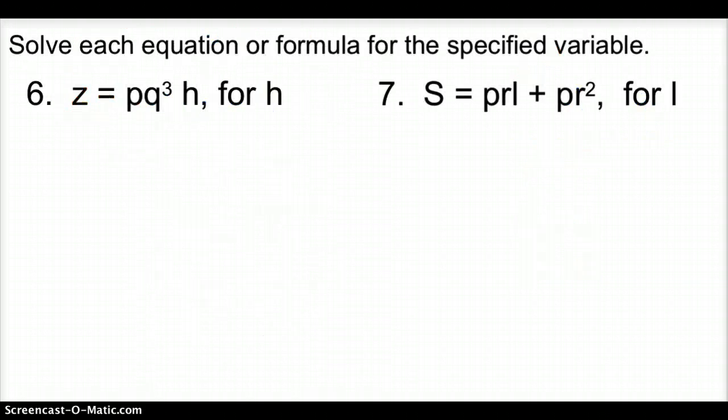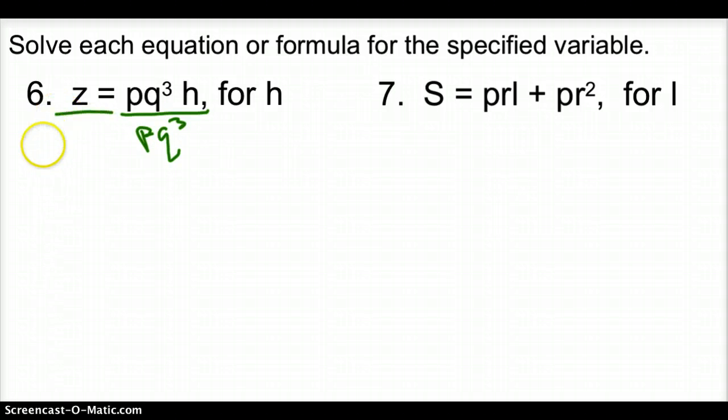Now, we are asked to solve the equation or formula for the specified variable. So here in number 6, we have z equals p q to the third times h, and we're solving for h. Well, how is the p and q cubed attached to that h? It's all attached through multiplication. So how do we undo multiplication? We have to divide it all out. So when we divide, we have to divide by the p and the q cubed.